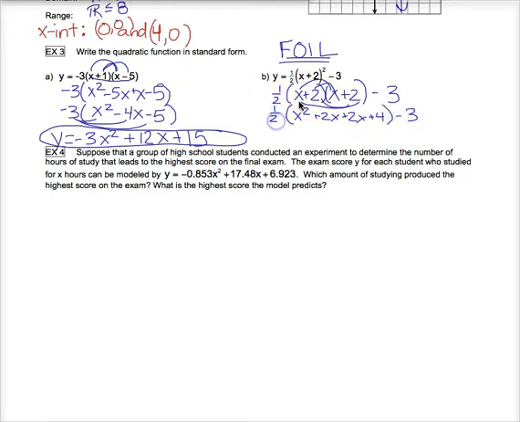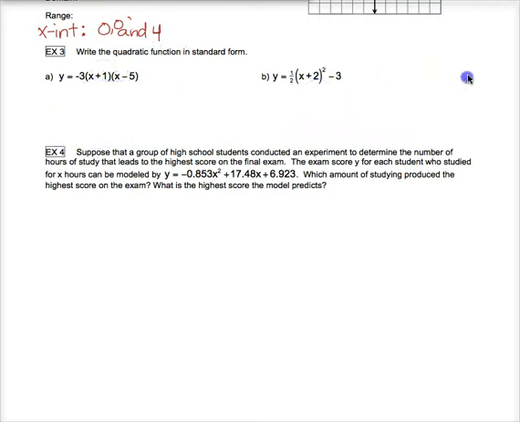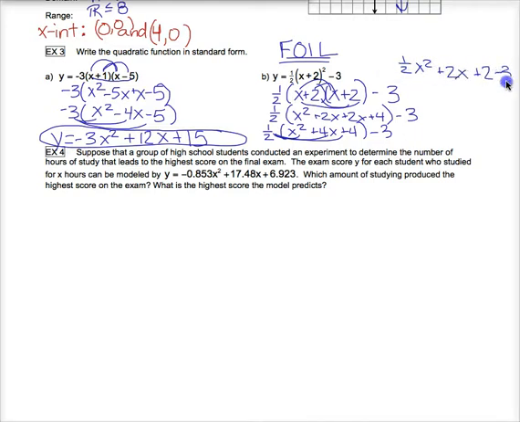Next in order of operations comes multiplication. I'm going to combine those like terms in the middle before I distribute. So now I'm going to distribute my 1/2. So that's going to give me 1/2 x squared plus 2x plus 2 minus 3. And so when I combine these like terms here on the end, I've got 1/2 x squared plus 2x minus 1.